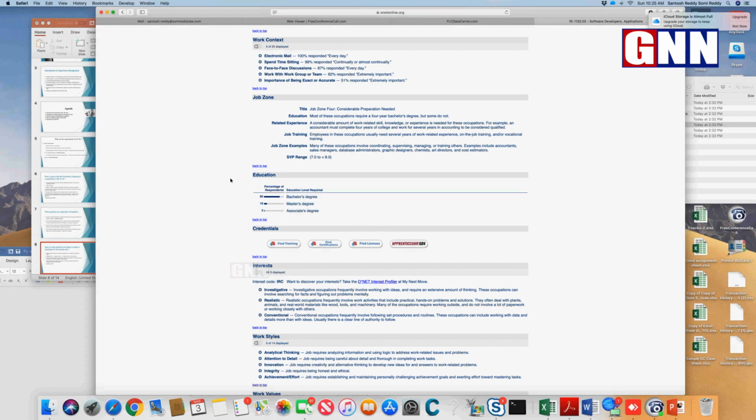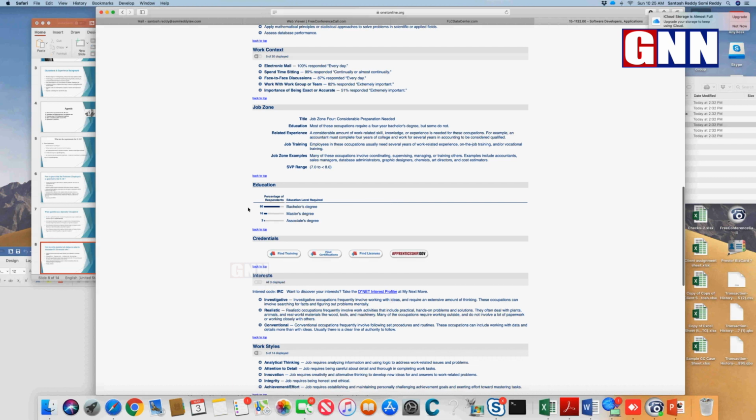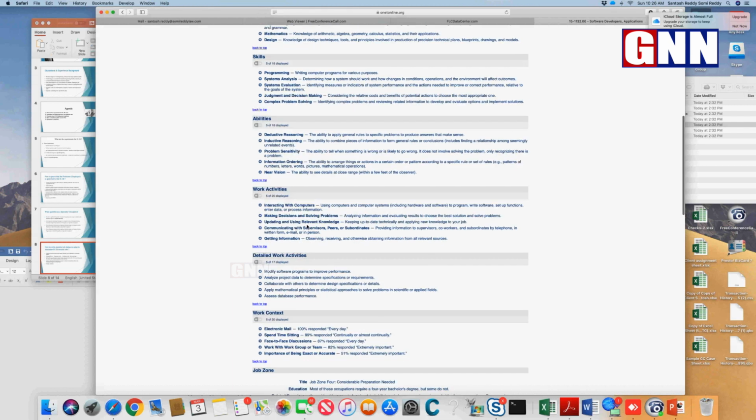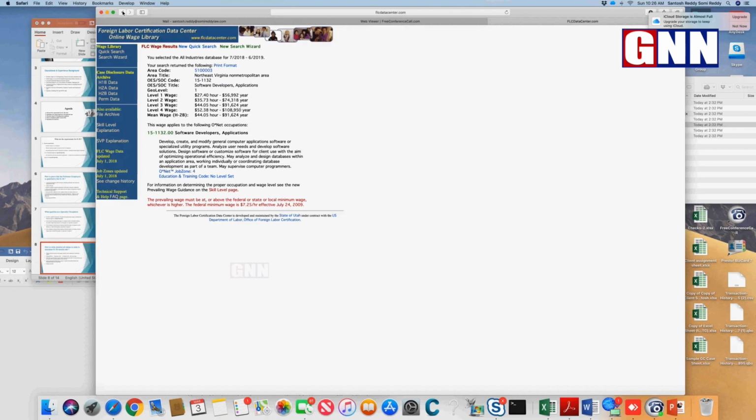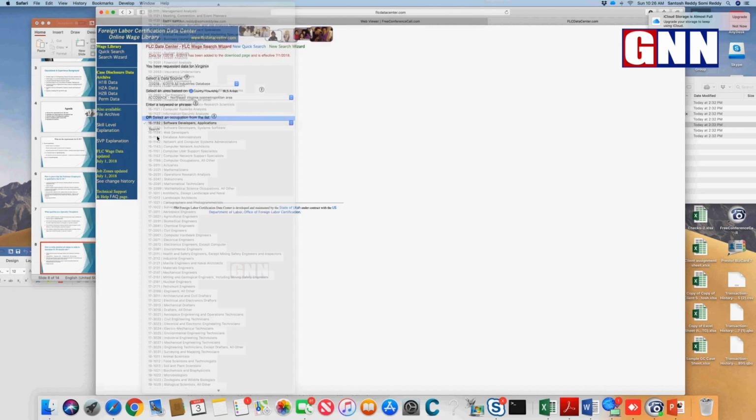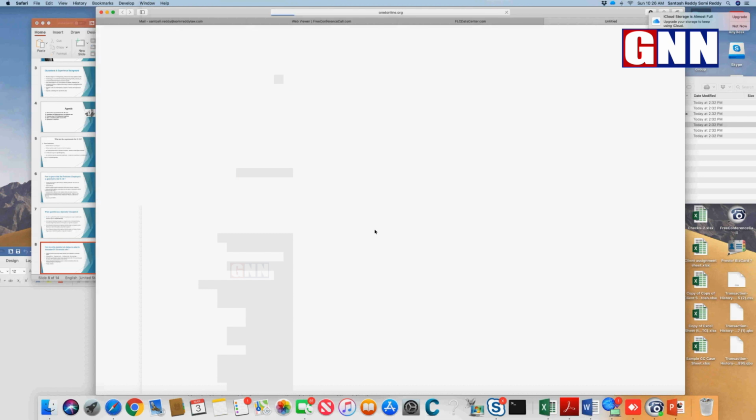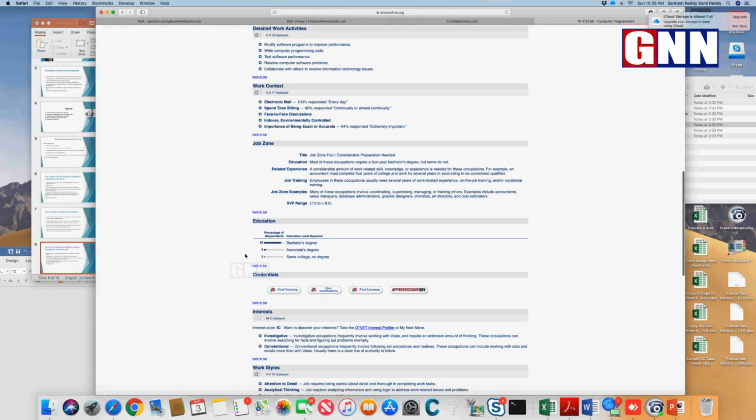Are you able to see this screen for education? For example, for 15-1132, it's showing that 80% of the positions require a bachelor's degree, 16% require a master's degree, and 3% require an associate's degree. The same thing, if I choose 15-1131, here only 88% of the positions require a bachelor's degree. The remaining 12% would not require a bachelor's degree. So you have to show that the position that we are offering would fall in that 88%.